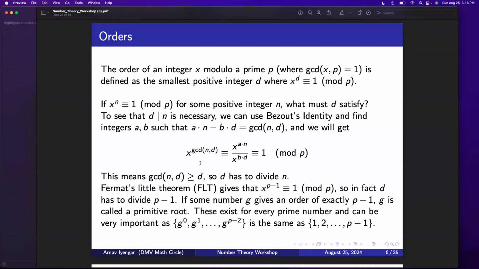They're really important because every positive integer that's not a multiple of p, every remainder mod p, can be given by a power of a primitive root. So for example, you can always rewrite a number as g to the power k for some primitive root g. Alternatively, the set of g to the power 0, g to the power 1, up until g to the power p minus 2 in modulo p is the same as 1, 2, up until p minus 1.